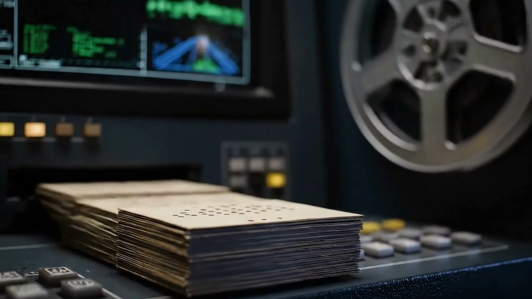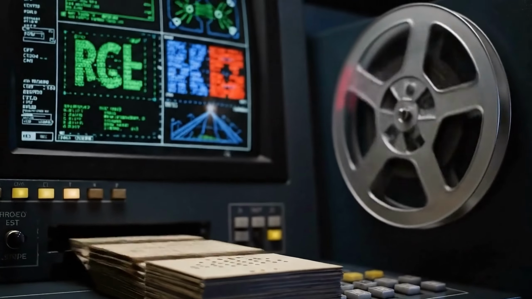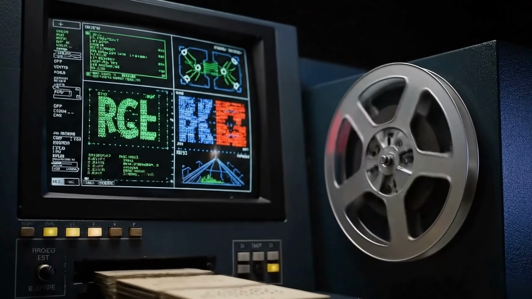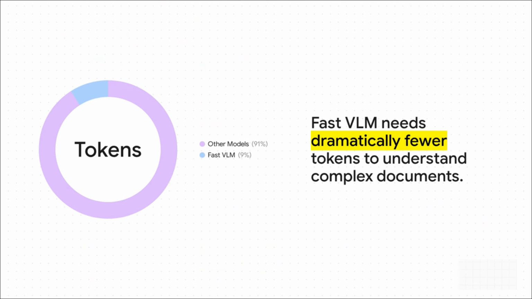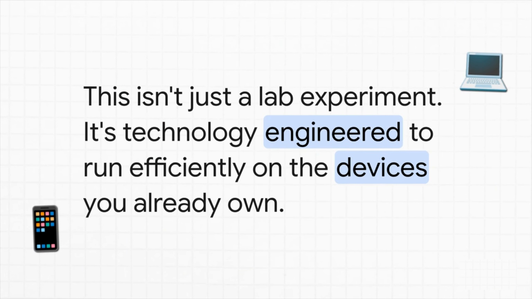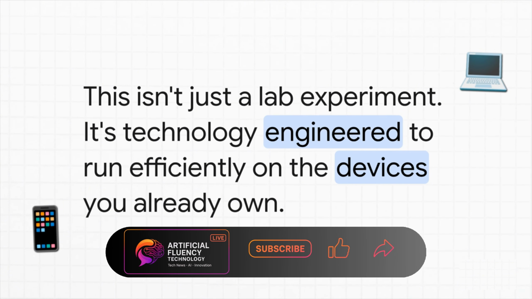To do something like understand a complex document, Fast VLM needs way fewer tokens than other models. I mean, we're talking less than 1/10 of the computational work. That is the kind of insane efficiency you need to run AI on your actual device. And that right there, that proves what their goal is. This is not some research toy or a theoretical paper. This is tech that was built from day one for your pocket. It's designed to run locally and efficiently on the phones, tablets, and computers you already have.